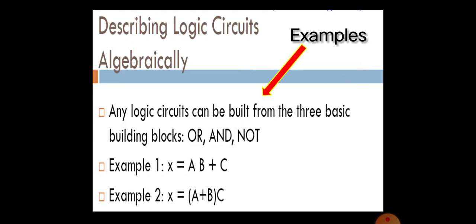So how many inputs are in AB plus C? There are 3 inputs, A, B and C. Look at the second example, A plus B into C. So look at the notations here. The AB denotes A and B. AB is using the OR operator with the C.